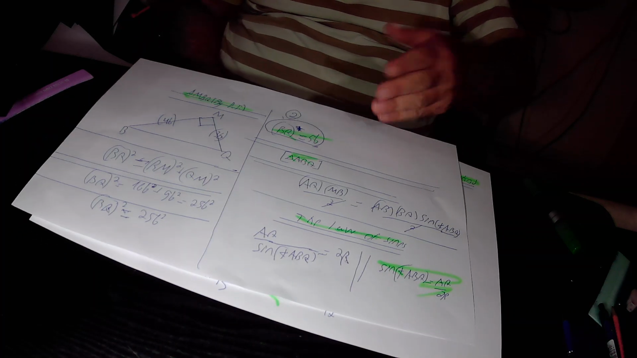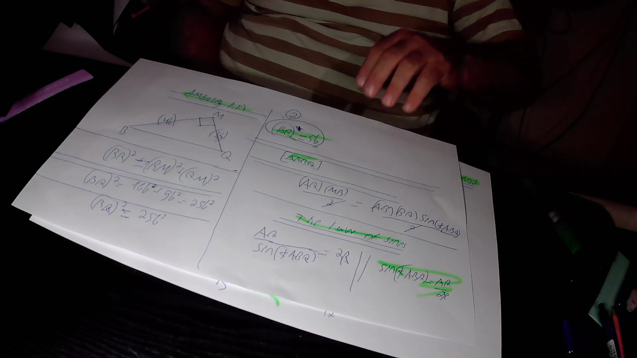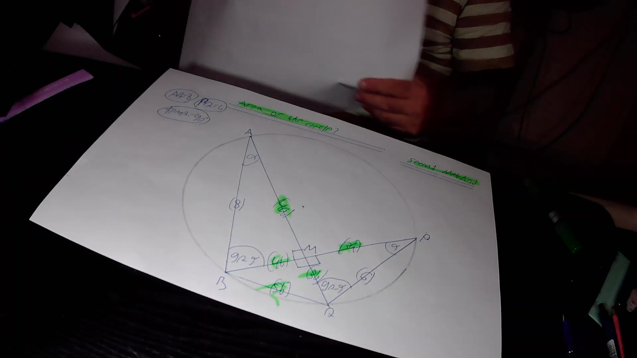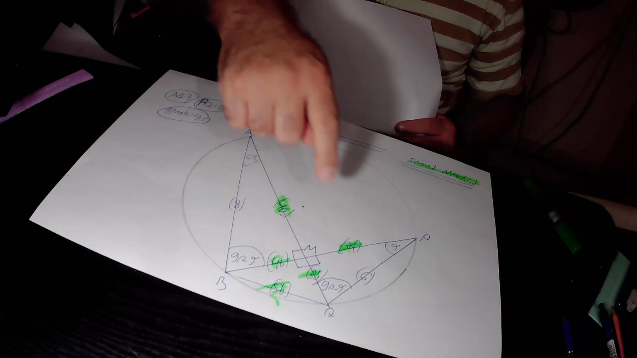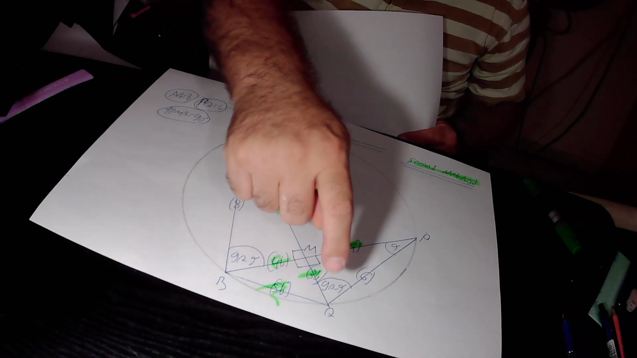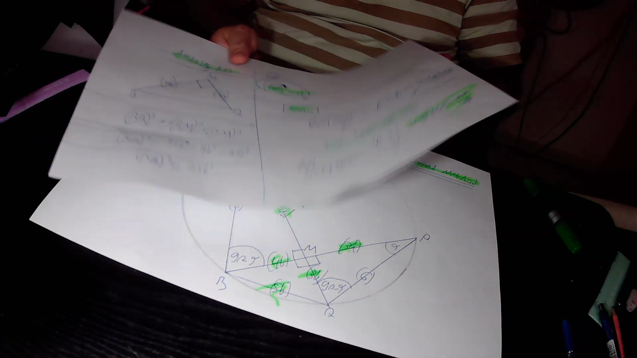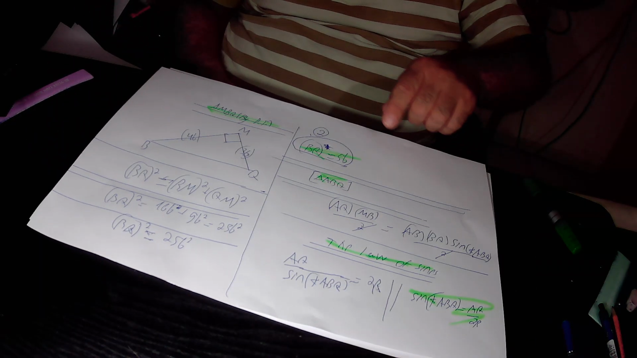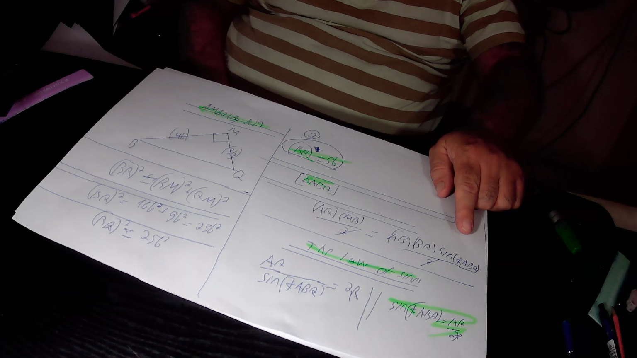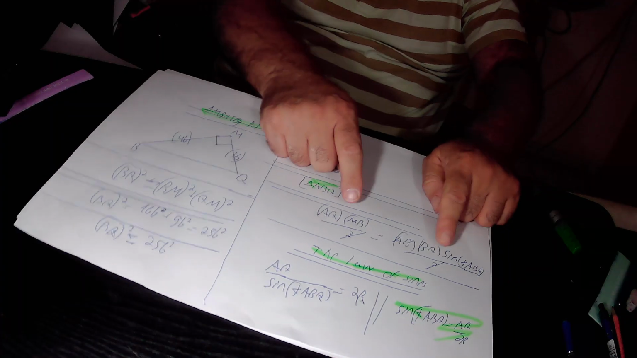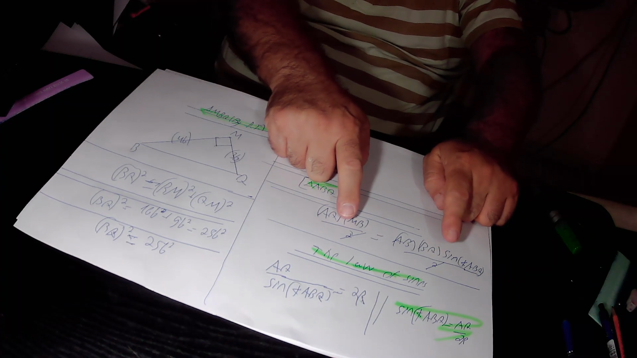And it must be equal to the area of triangle ABQ according to the second method. According to the second method, the area of triangle ABQ is equal to AB times BQ times sine of angle ABQ over 2. We have 2 on both sides of the equation, so the 2 will get cancelled.